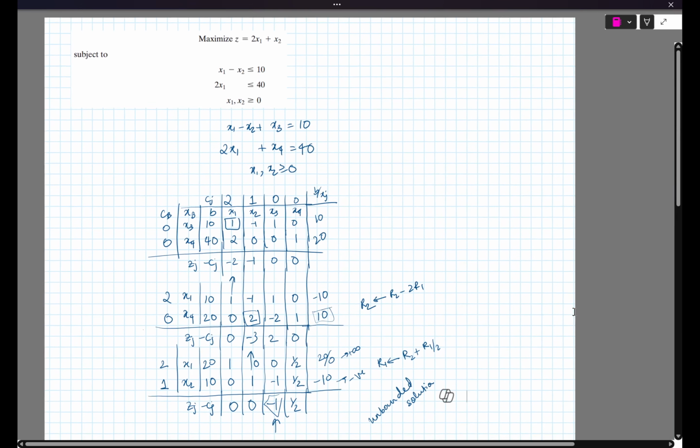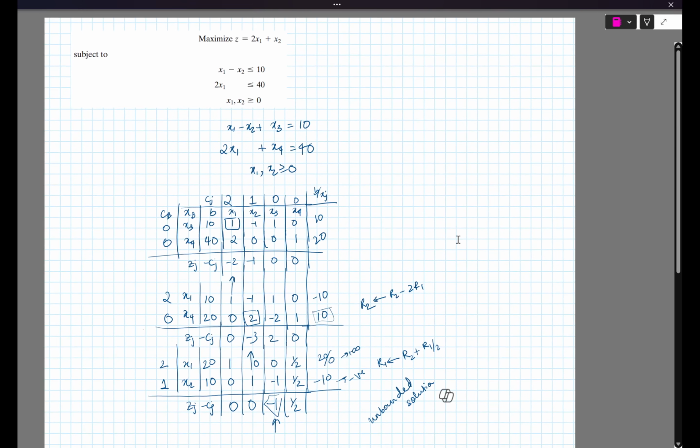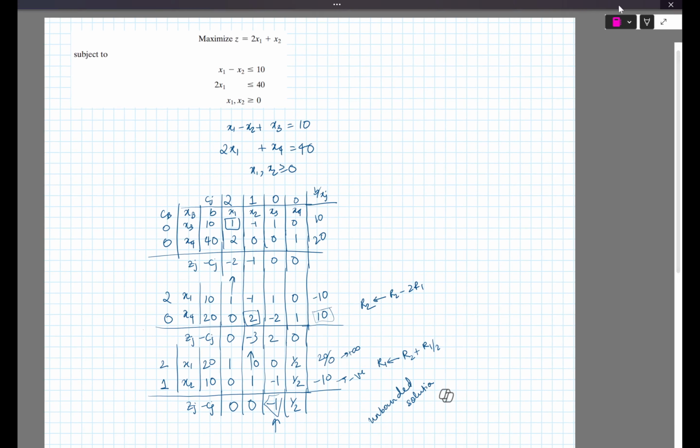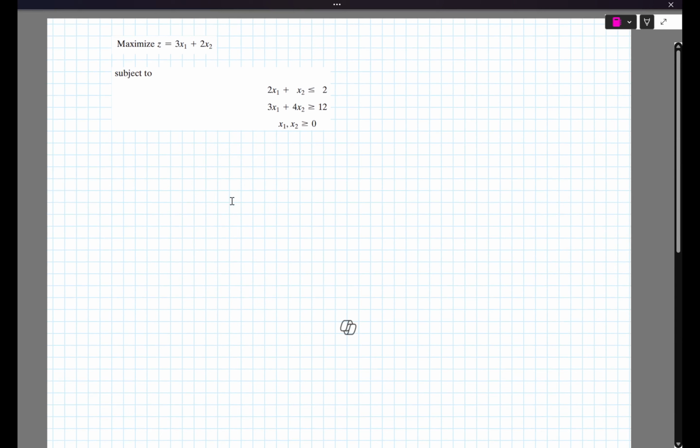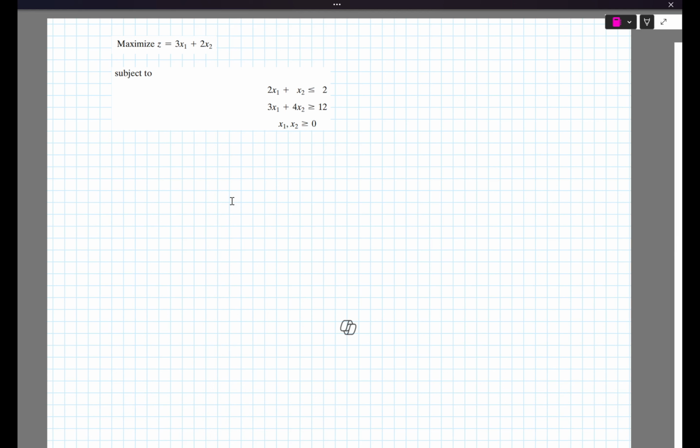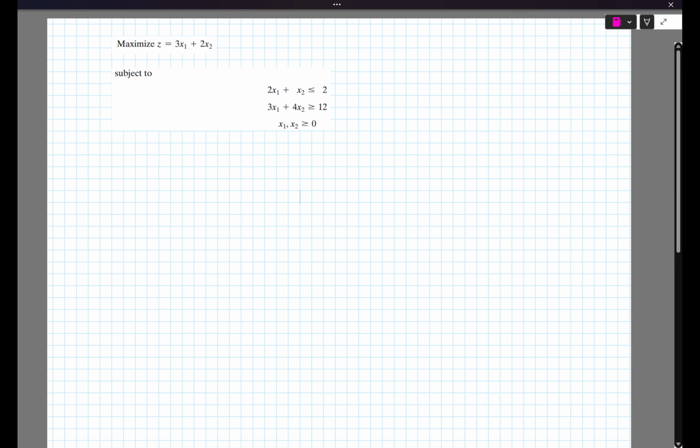Okay, so this was an example of unbounded solution, and the previous one was an example of infeasible solution. Okay, so this must be some previous solution. So we did unbounded, and the first one was infinite solution, right? So this may be infeasible, but we need to check.